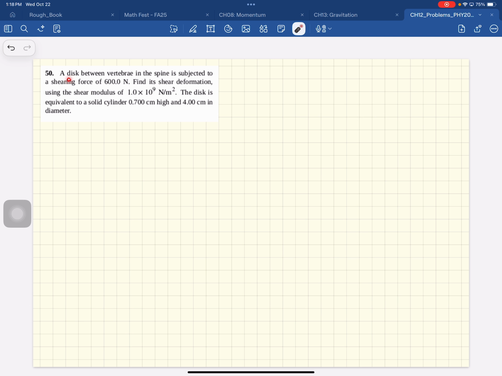Okay, so a disc between vertebrae in the spine is subjected to a shearing force of 600 newtons. So when you bend over and so on, you can apply shearing forces. Look at that, that's almost your body weight. So here is your disc, and these are the forces being applied, and this is 600 newtons. Maybe you're bent over trying to lift something, but you can apply these large forces to your disc.